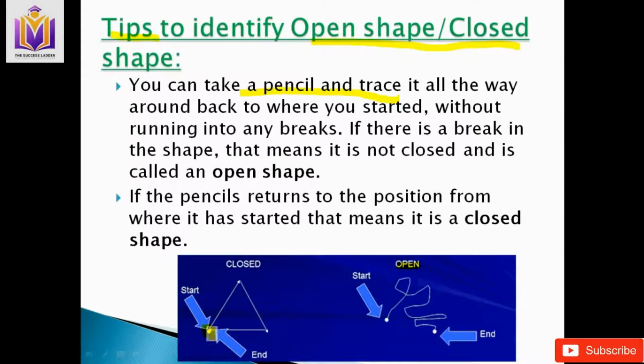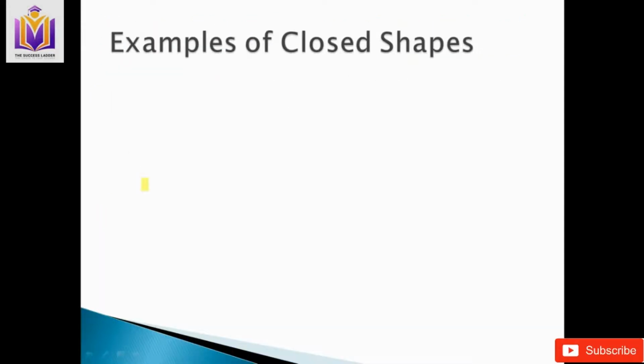Whereas if both the points are meeting after tracing, if I trace a pencil over here, that means my start point and end point are meeting at a single point only, from where I have started, and there is no return. That means there is no such break. That shape is known as a closed shape. So everything I have mentioned here, the first is about open shape, and the second one is about closed shape.